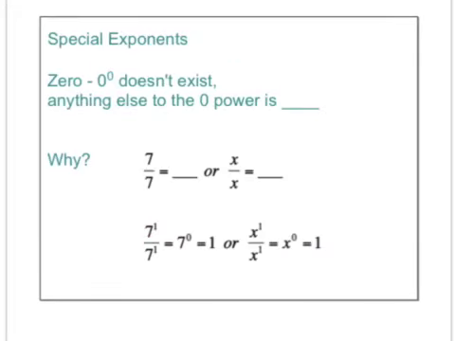Okay. 0 to the 0 power doesn't exist, but anything to the 0 power is 1. Why? Because 7 divided by 7 is 1. X divided by x is 1. We've known that for a long time. So when we look at this, if I have 7 to the first power over 7 to the first power, 1 minus 1 is 0. So 7 to the 0 power has got to equal 1. The same thing when we look at our x's.